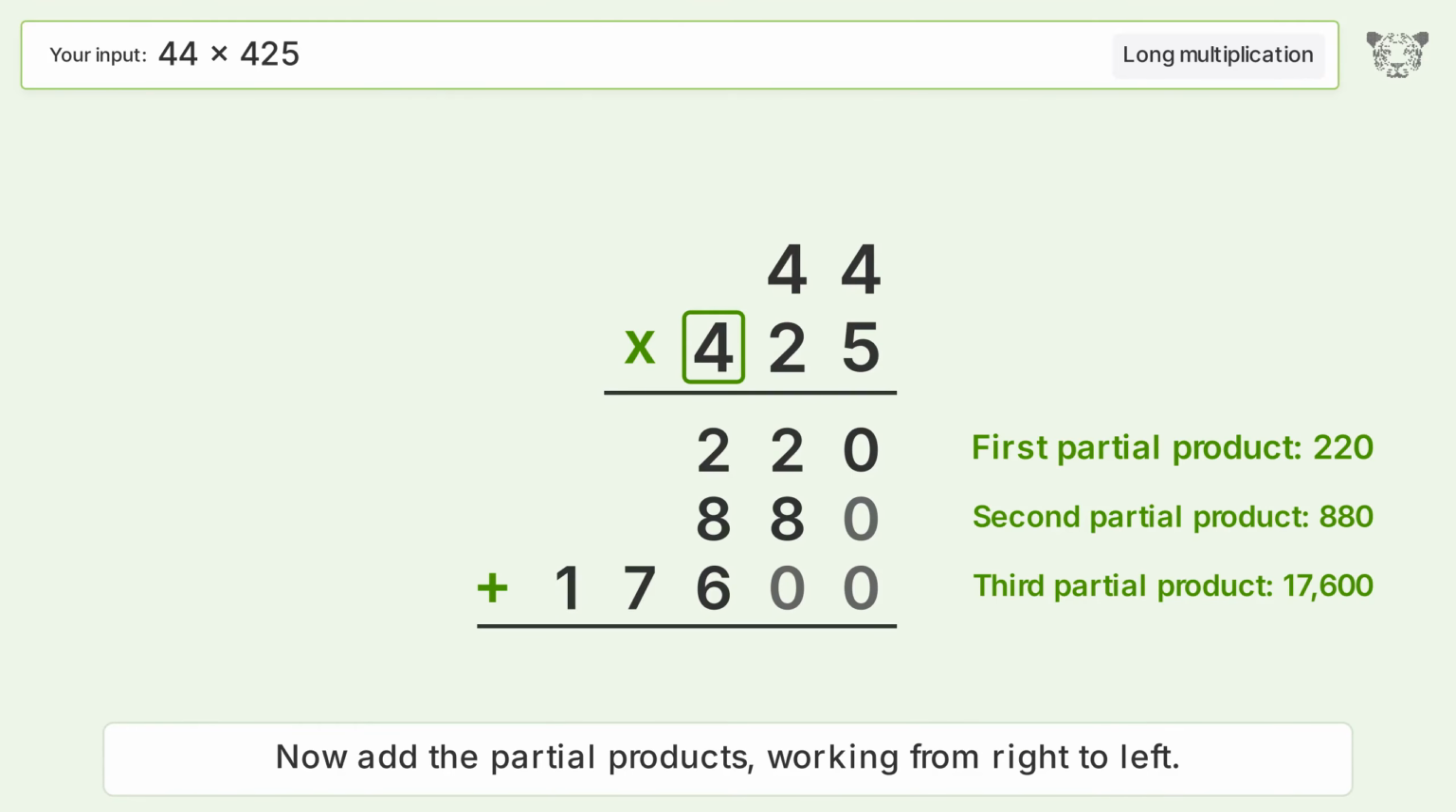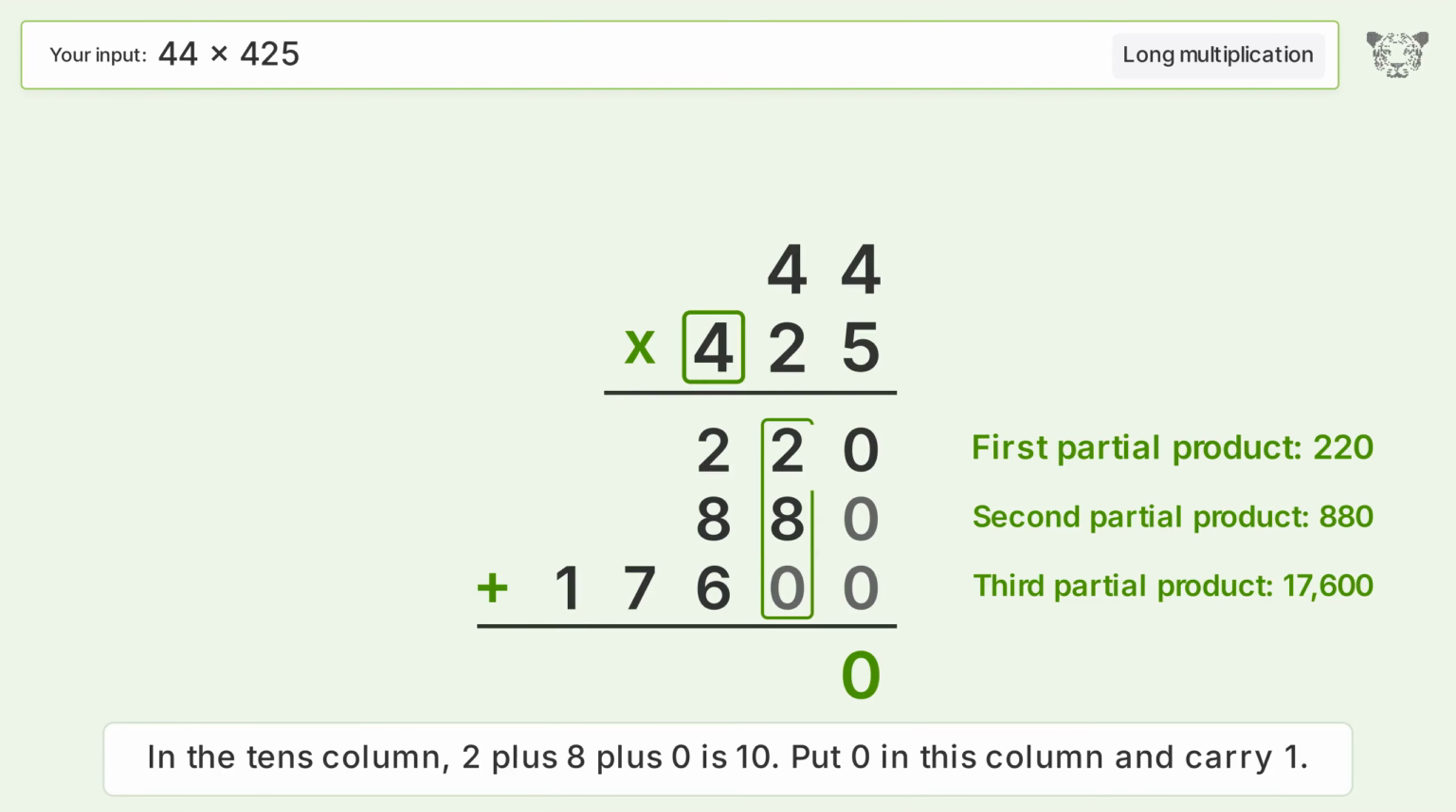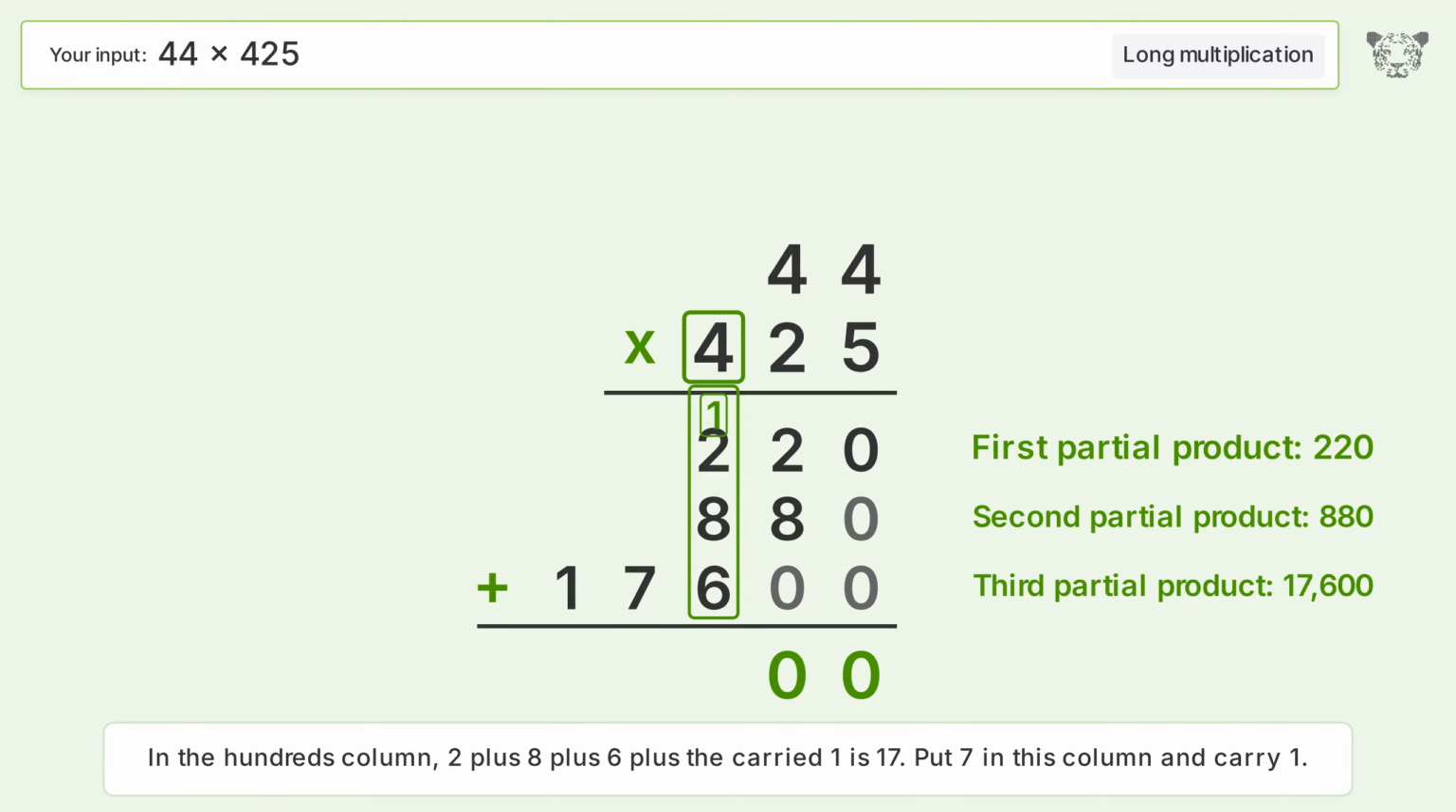Now add the partial products, working from right to left. In the ones column, 0 plus 0 plus 0 is 0. In the tens column, 2 plus 8 plus 0 is 10. Put 0 in this column and carry 1. In the hundreds column, 2 plus 8 plus 6 plus the carried 1 is 17. Put 7 in this column and carry 1.